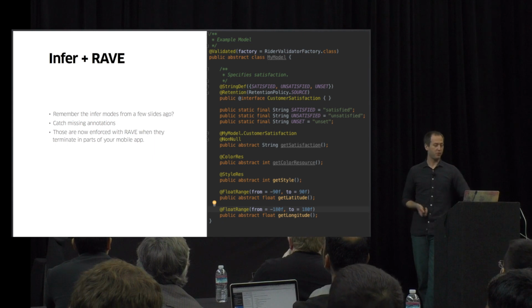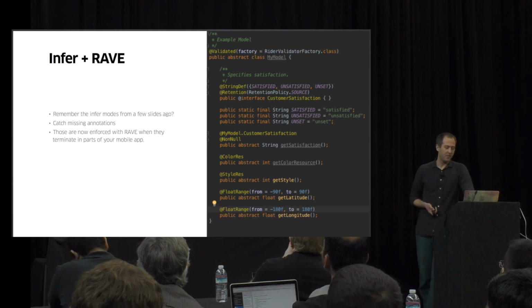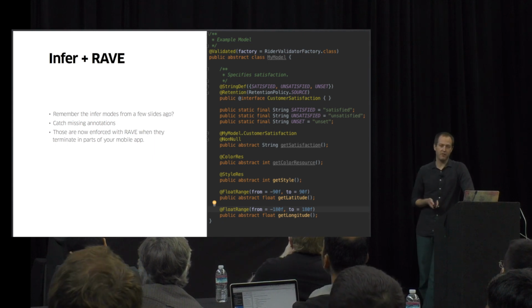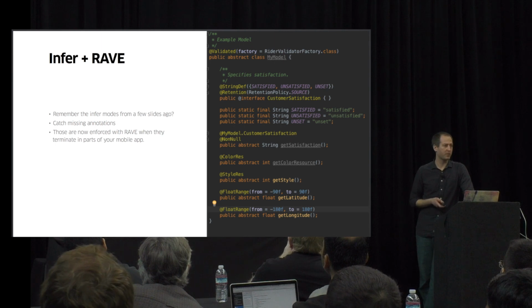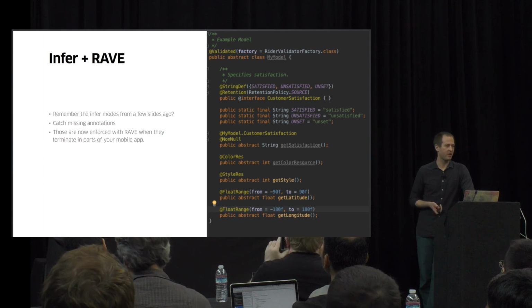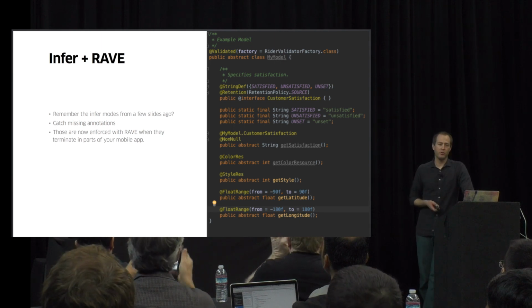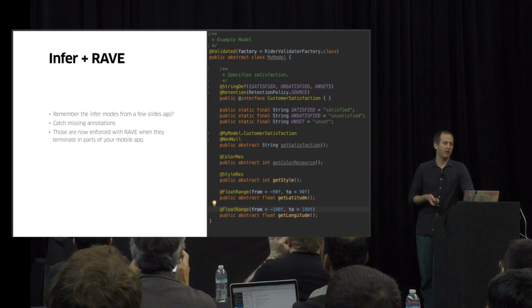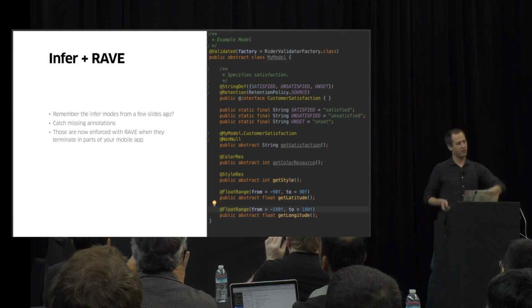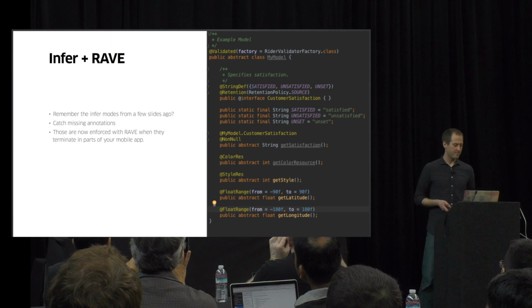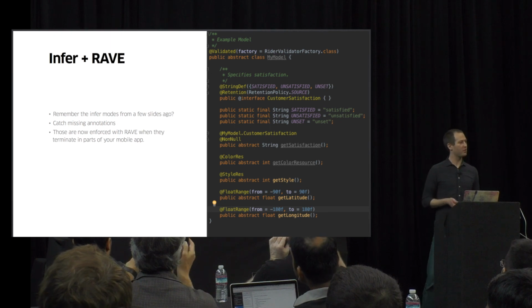How does Infer work with Rave? Well, remember when I said before that Infer will actually help you catch missing annotations? It will actually tell you when you're missing nullable or you have a non-null where you should have had a nullable, or nullable where you should have had a non-null. It'll help you fix these things. These actually work incredibly well together.